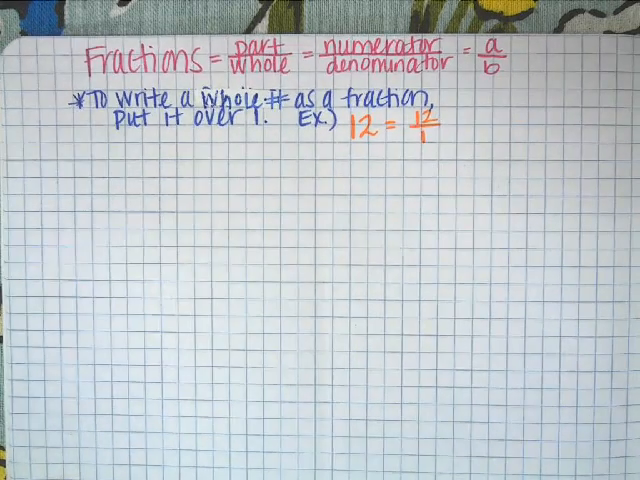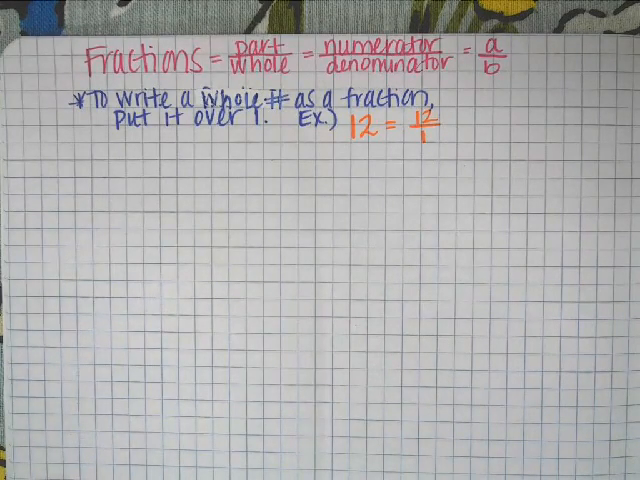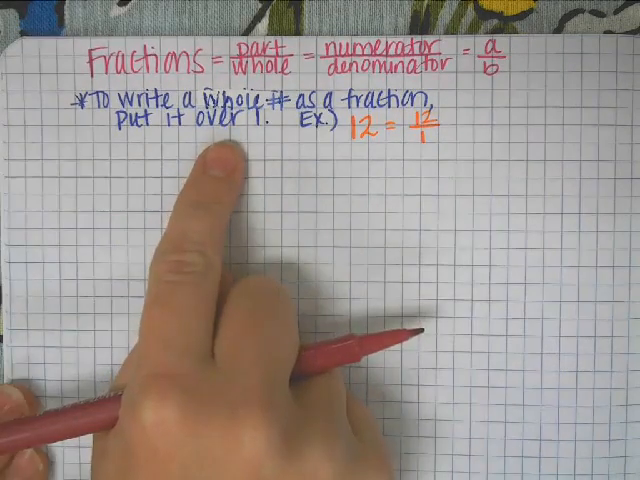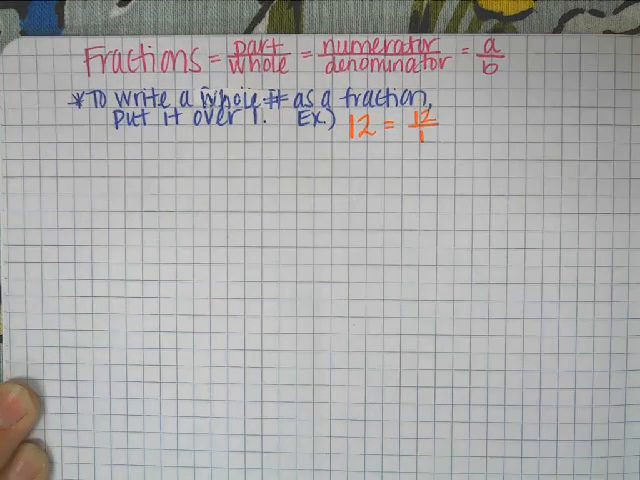Sometimes we're going to have a whole number, and we also want to make a whole number into a fraction. The way we're going to do that is we're going to put it over the number 1. These notes are notes that I would put at the very top, on the left side of our notebook. Go ahead and pause your video right now to write these notes down.